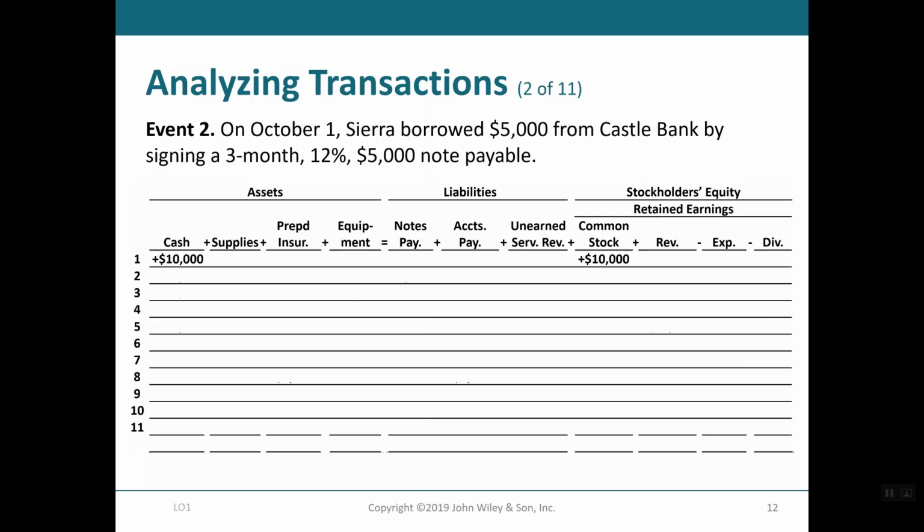All right, number 2. On October 1, Sierra borrowed 5,000 from Castle Bank by signing a 3-month 12% 5,000 notes payable. So he's getting a note payable. And I told you, every single time you see something payable, it's always a liability. So it's an increase in their liability because they have to pay. And it's an increase in cash because they borrowed 5,000, which increases the cash they have in hand. So our cash increased and our liabilities also increased. Let's see how that goes. So you see the 5,000 increase and the notes payable increase.